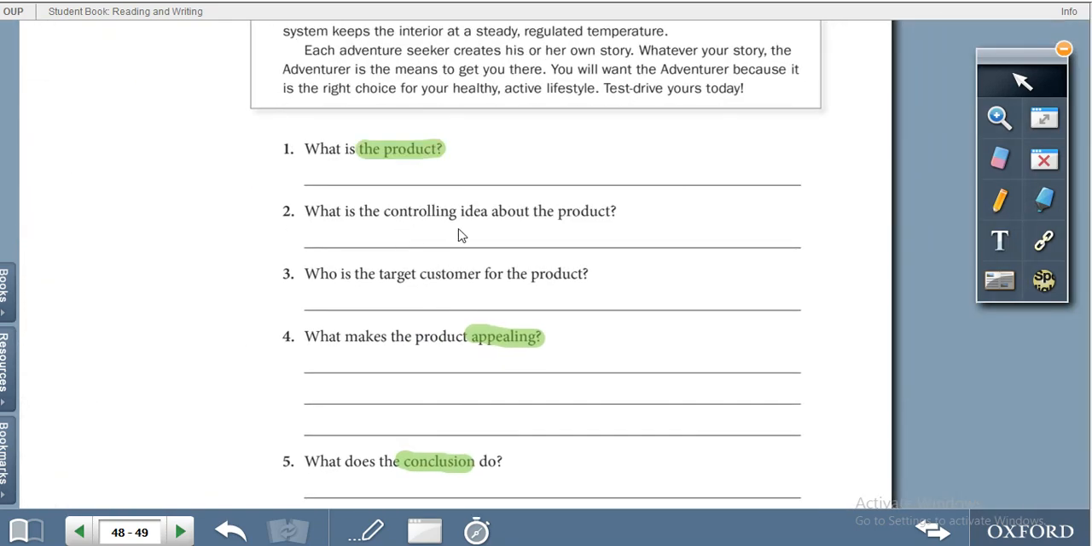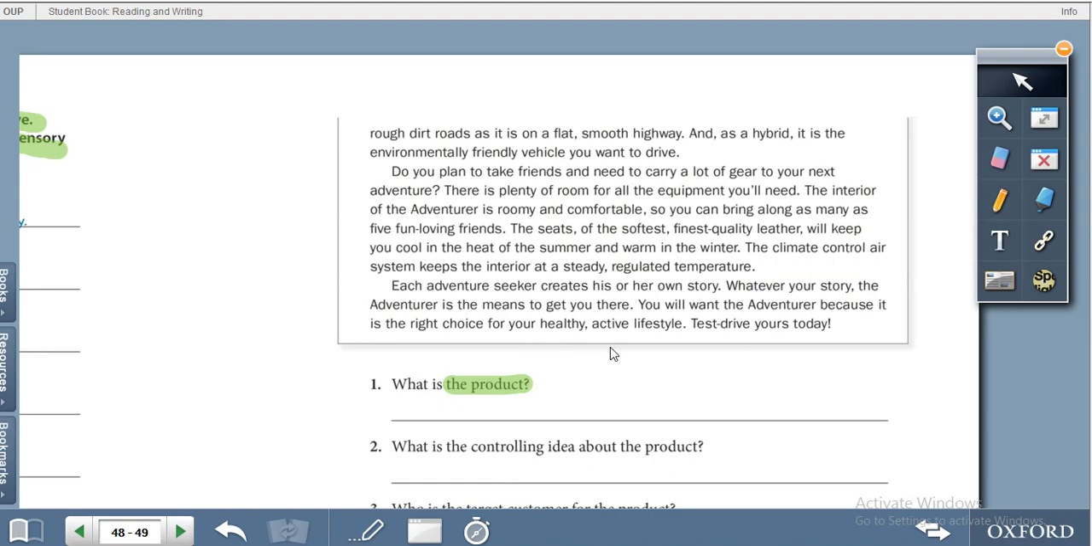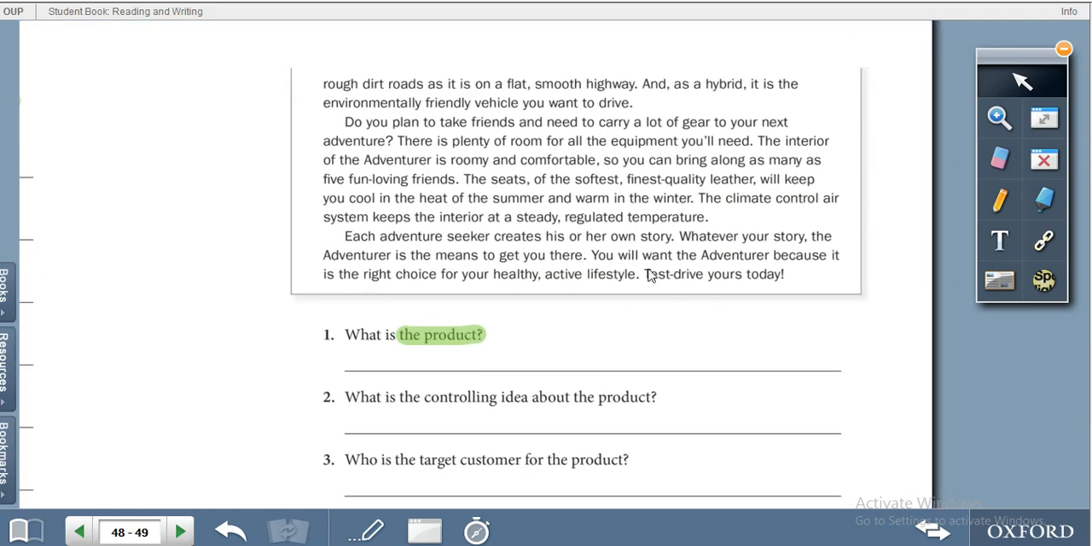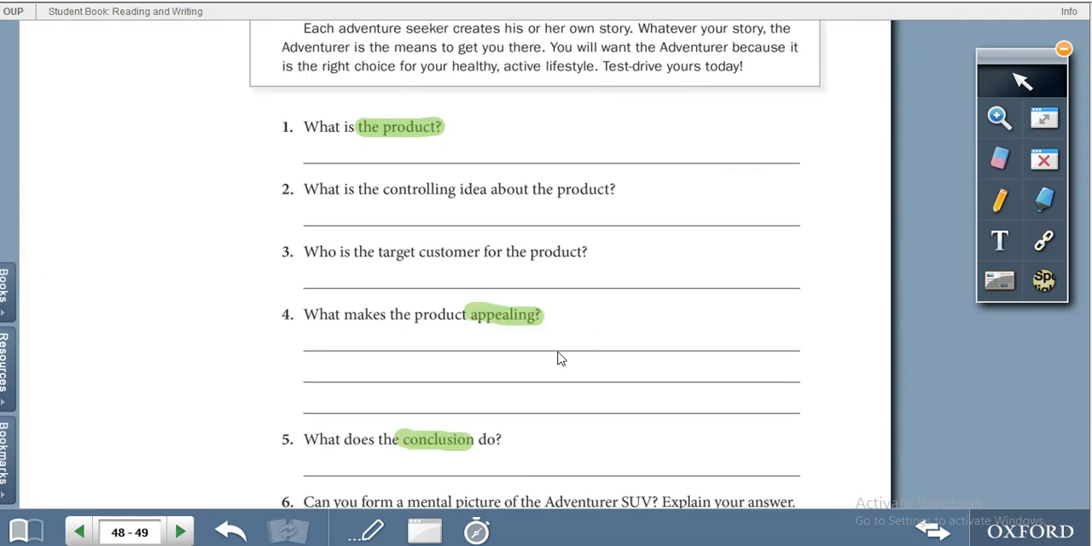Then what is the controlling idea? Controlling idea means the idea that is directly related to the thesis statement or main idea. So you have to write this one. And then who is the target customer? This vehicle is for whom, the customer. Maybe an adventure seeker, maybe a drifter; maybe you will find details here in the body paragraphs.